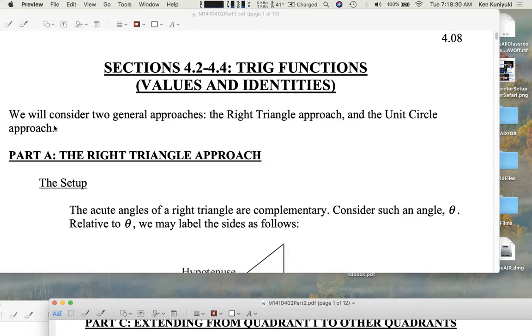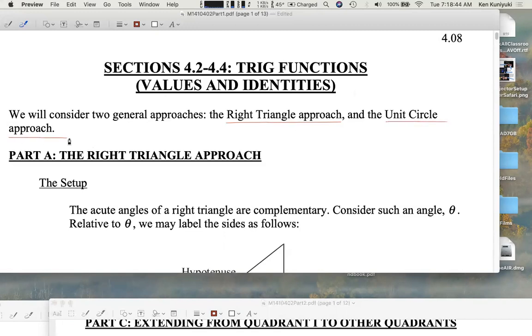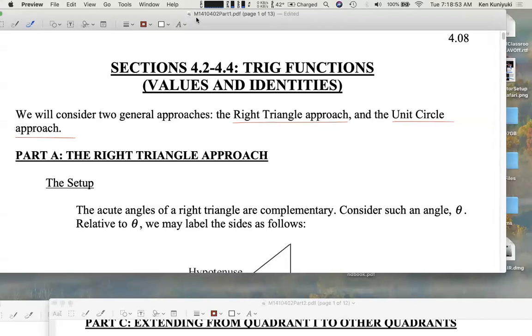So we're going to consider two general approaches to these basic trig functions. The right triangle approach, which is really great for your basic quadrant 1 angles, and the unit circle approach, which is a good general approach and also really essential for the quadrantal angles, things like 0, pi/2 radians, pi radians, and so forth. Things like the perpendicular lines and straight lines, the kinds of angles you get from those. Okay, now the right triangle approach.